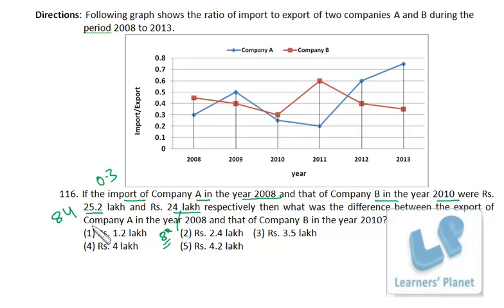Now we have to find out the difference between the two. Here it is 84 lakh, here it is 80 lakh. So what is the difference between export of company A in year 2008 and company B in year 2010? So that is 84 minus 80, 4 lakh. I hope you are clear.